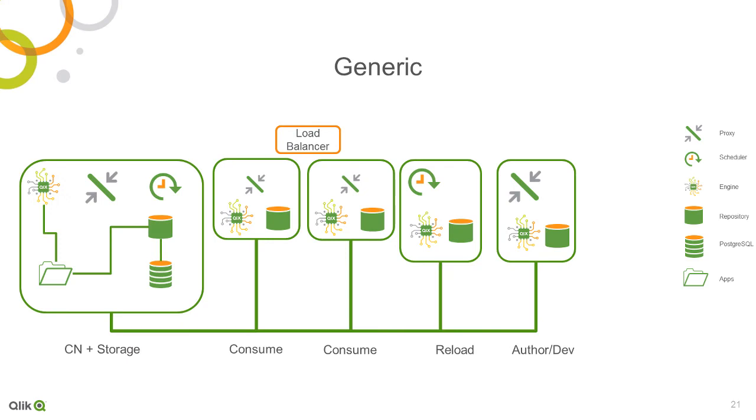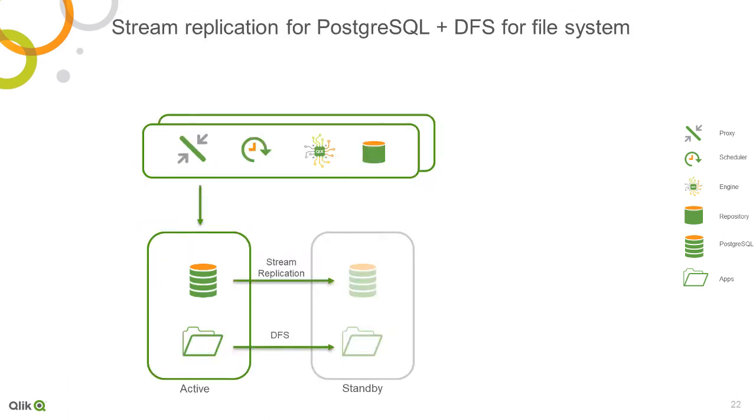So this is a sort of generic site. We've got a central node that delivers the applications and also hosts the database. A couple of consume nodes, they have a proxy and an engine. We've got a reload node, so reloads would go there, and then we've got this author dev node. It's not uncommon to have a load balancer out front. This is a sort of generic setup. There are a lot of other options. Some of this is taken from the presentation that I did previously on shared persistence, but there are other options to add resiliency to the site.